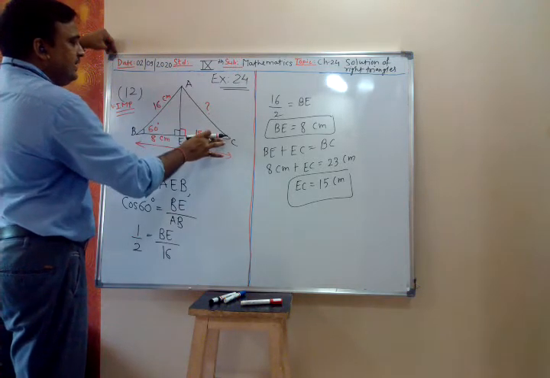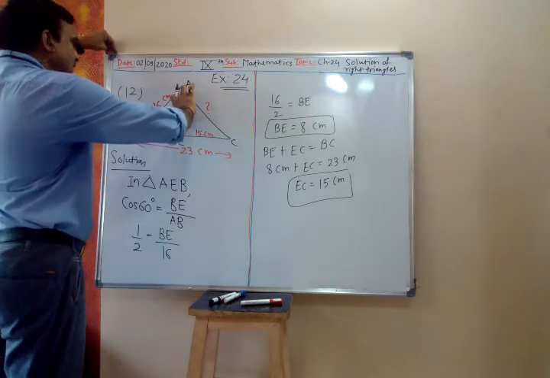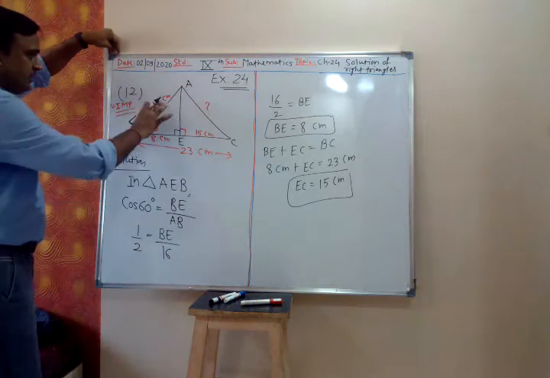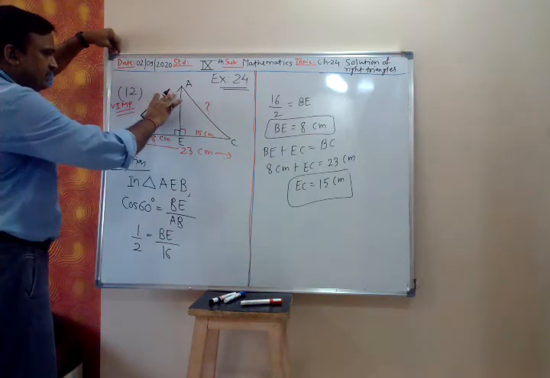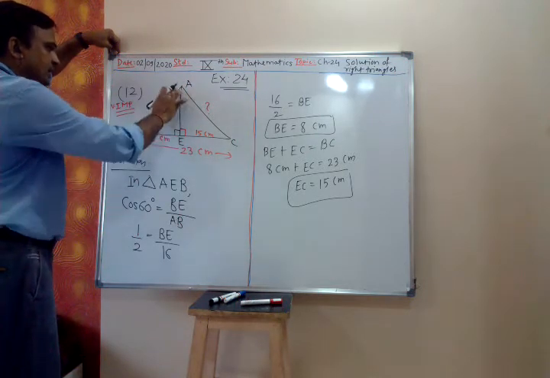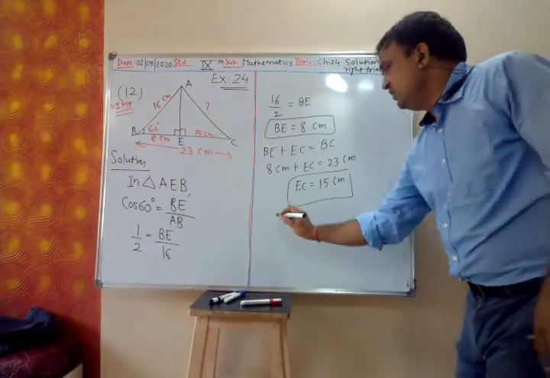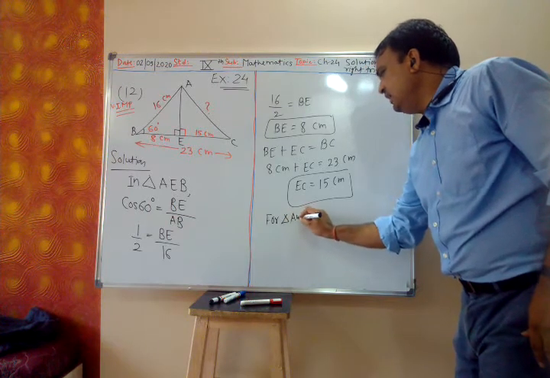So we have one side, EC is 15. Now let us find AE. How will you find AE? You have the hypotenuse. For triangle ABE, the same triangle.